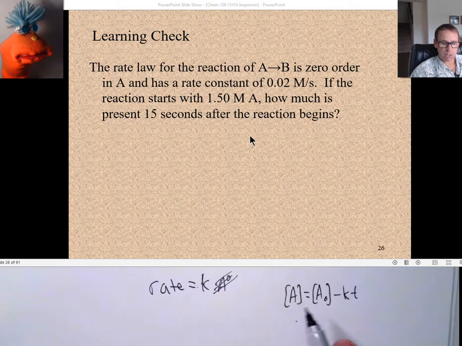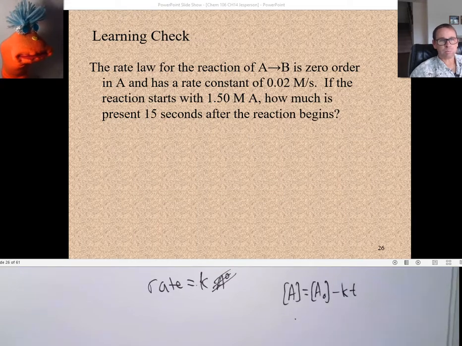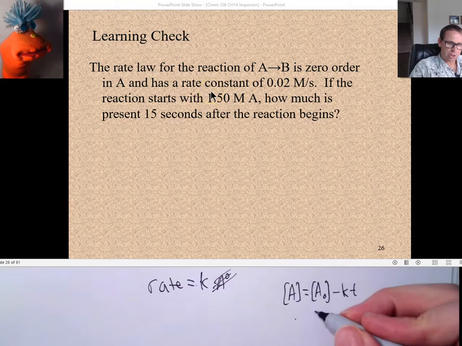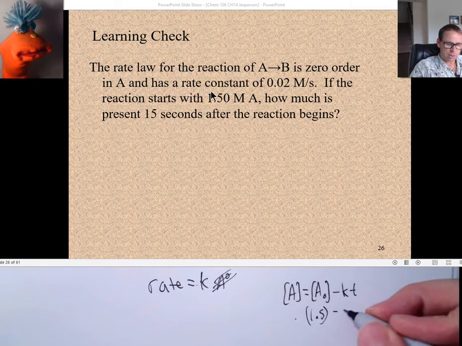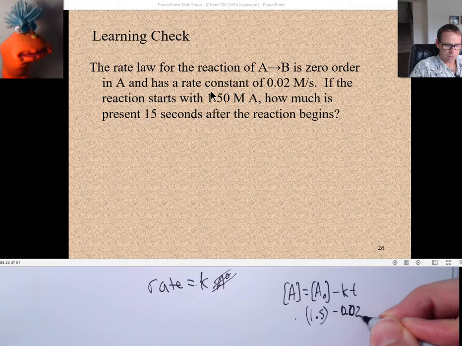The concentration of A will be, now if you didn't let the reaction proceed, if t was equal to 0 here, you would subtract k times 0, which is 0. So these two would be equal. But for every second that you let the reaction go, 0.02 molar per second will be removed from our initial concentration. So we have our initial concentration of 1.5 subtracting 0.02 molar per second. This is a molar, right?